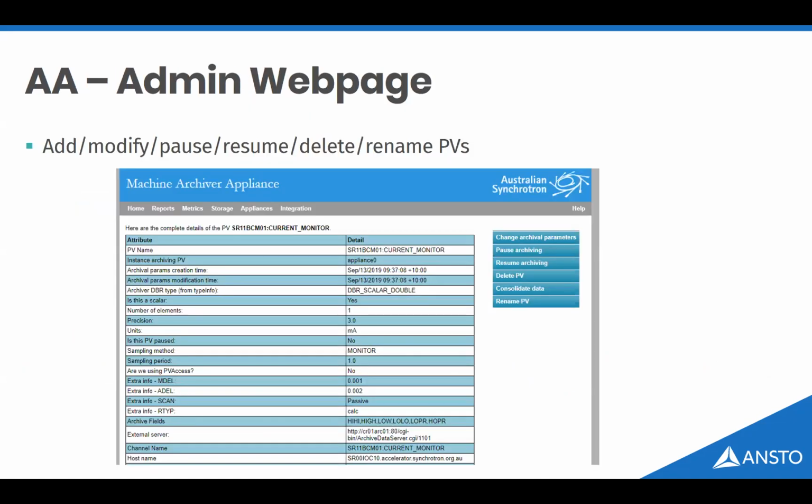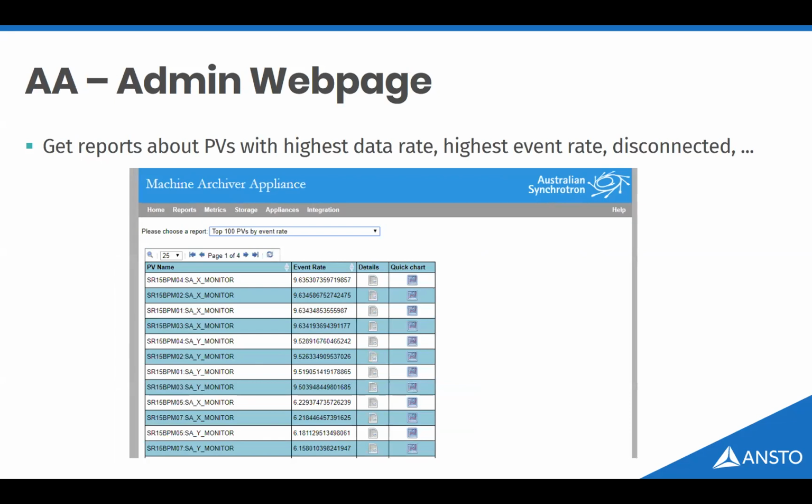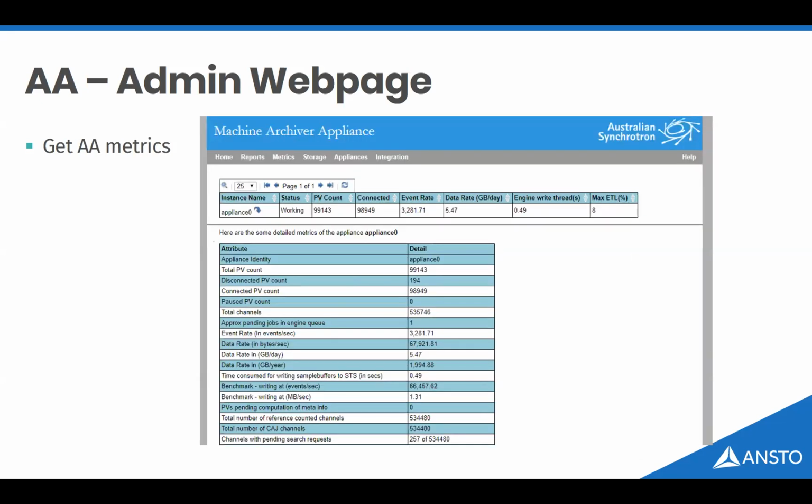About the web page, each archiver appliance comes with a few different options to look at. You can look at each PV and a few stats for the PVs. You can look at reports, like the top 100 PVs by events or what's being archived the most. This one's really good if you see that something's taking a lot of space. You look at this and you go top 100 PVs by, I don't know, space or whatever. We found a few waveforms that we didn't know were being archived that would be taking a few gigs. So it's pretty handy.